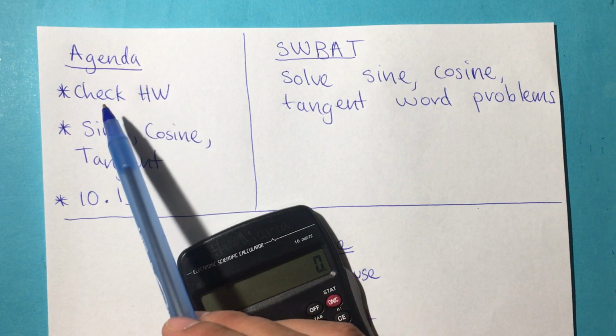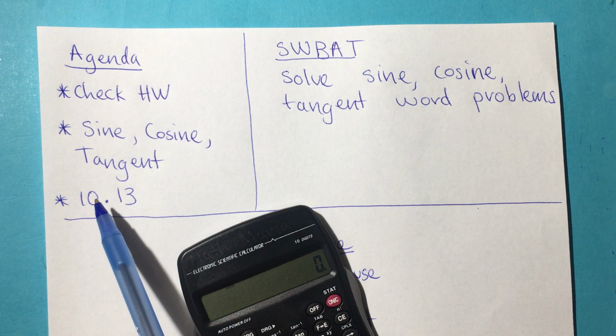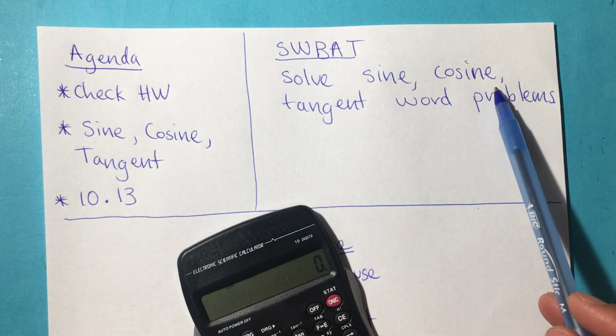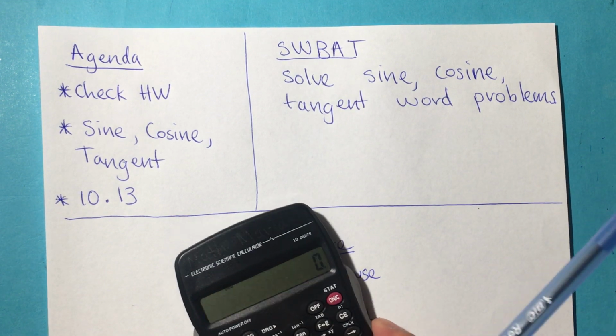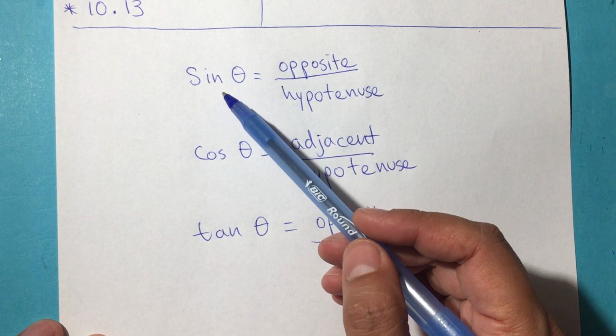Hello students, today's agenda is to check homework. We'll be reviewing sine, cosine, and tangent, and you will be able to work on 10.13. Today, students will be able to solve sine, cosine, tangent word problems. And before we start, I just want to review trigonometric ratios.